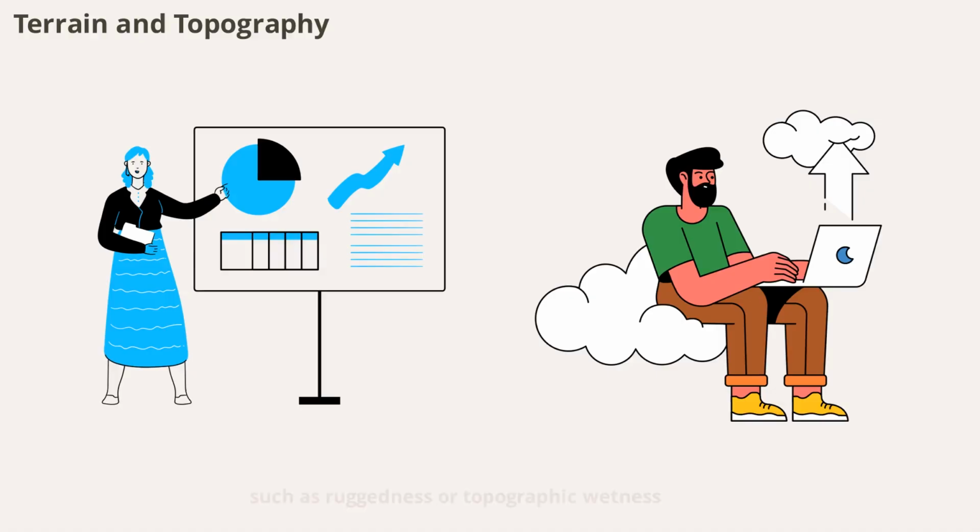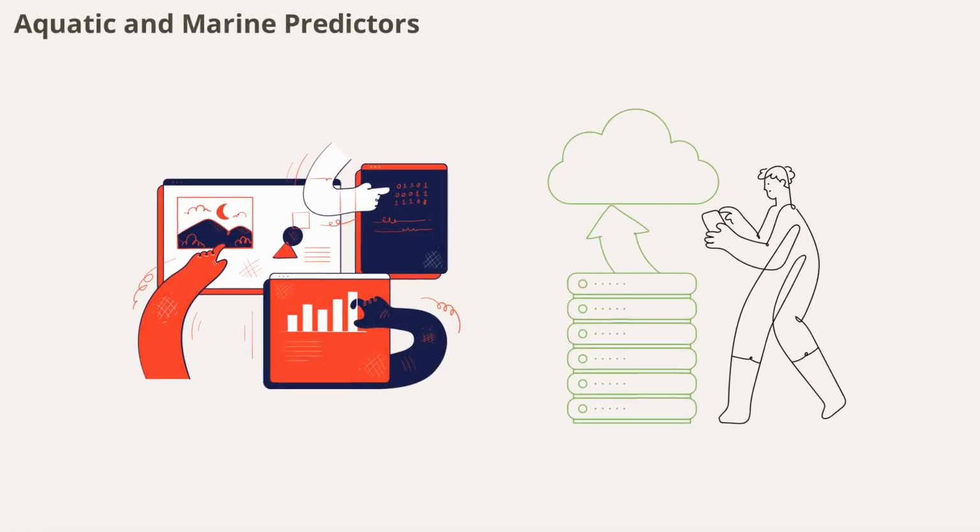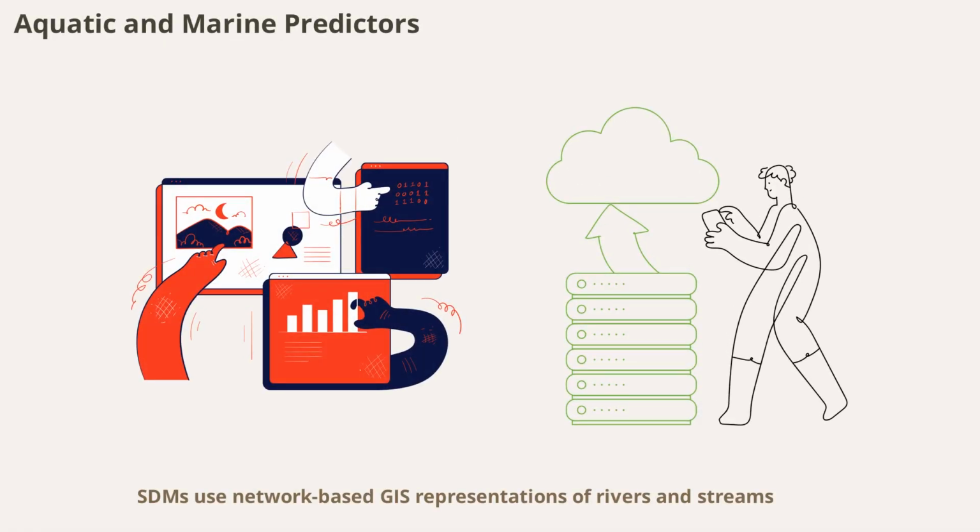Terrain-derived indices such as ruggedness or topographic wetness provide additional detail for modeling habitat suitability, especially at finer spatial scales. Soil properties such as depth, pH, fertility, and water holding capacity are important predictors but are often difficult to obtain at useful scales. Land cover or vegetation type is frequently used in SDMs, especially for wildlife habitat models. Remotely sensed data provide detailed maps of vegetation and land use, which can be transformed into meaningful predictors for specific species or ecological questions. For freshwater systems, SDMs use network-based GIS representations of rivers and streams, summarizing environmental variables at multiple spatial scales.